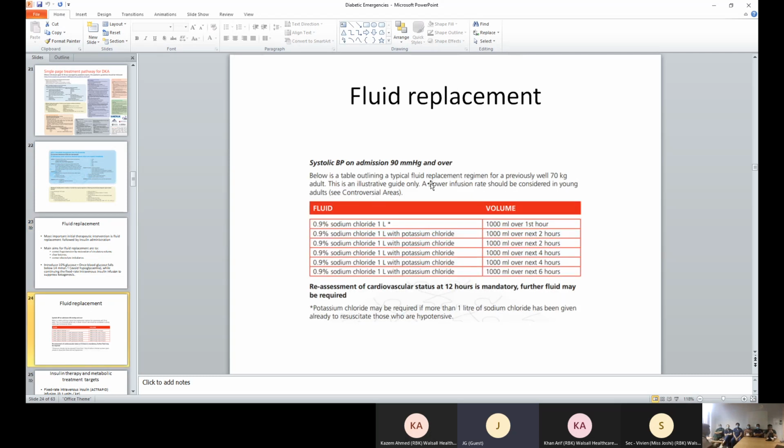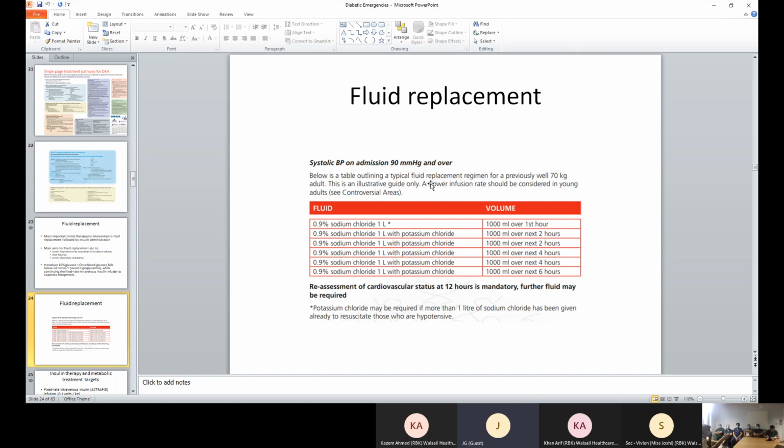Now, the choice of fluid. When they present, if there is no evidence of circulatory collapse, meaning they are not hypotensive and not tachycardic, the first liter should be given over 1 hour, and in the first bag, no potassium. Very important. These are all practical points. If they do not have circulatory compromise, you give it over 1 hour, with no potassium in it.